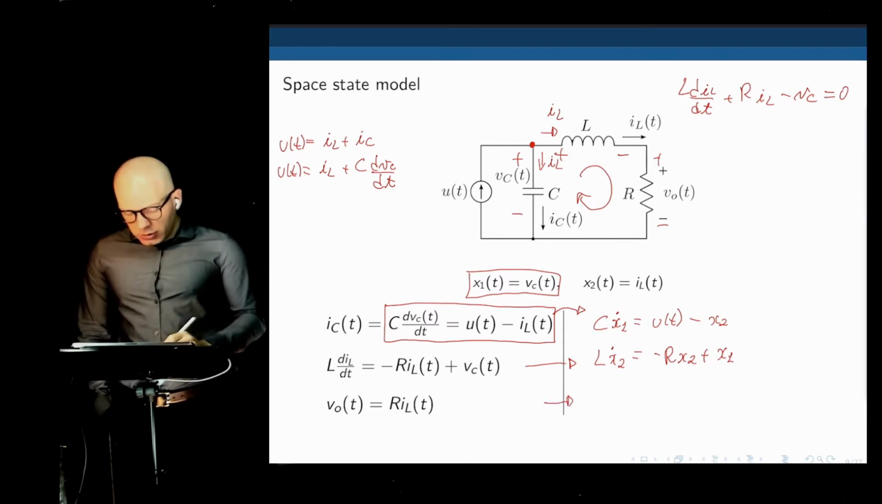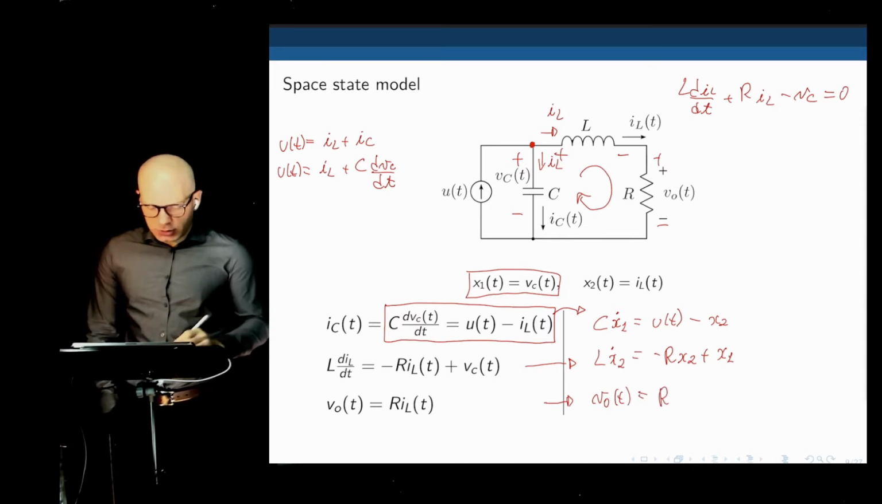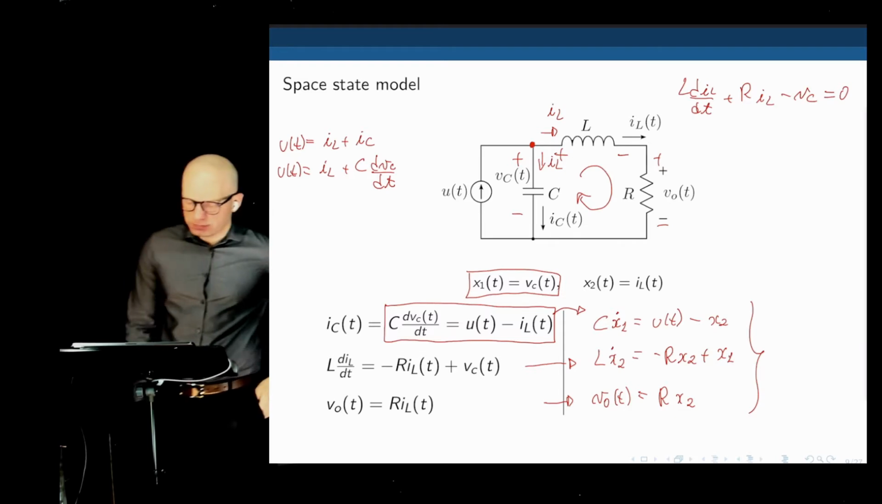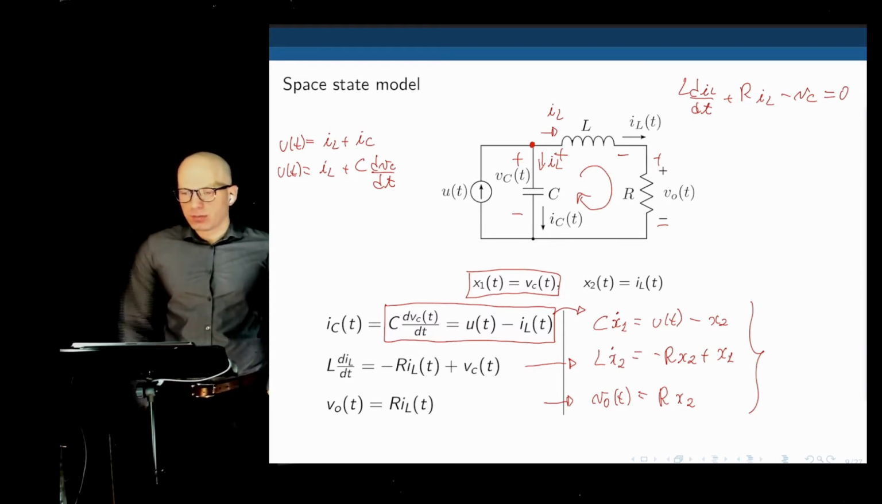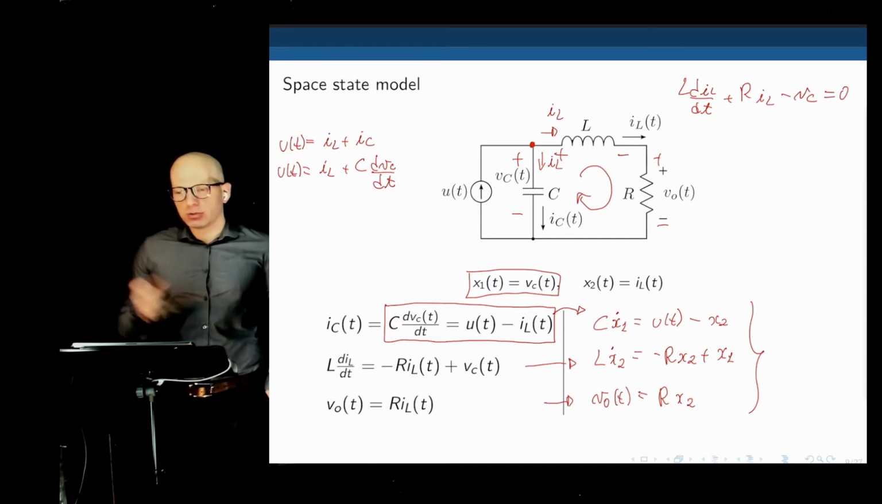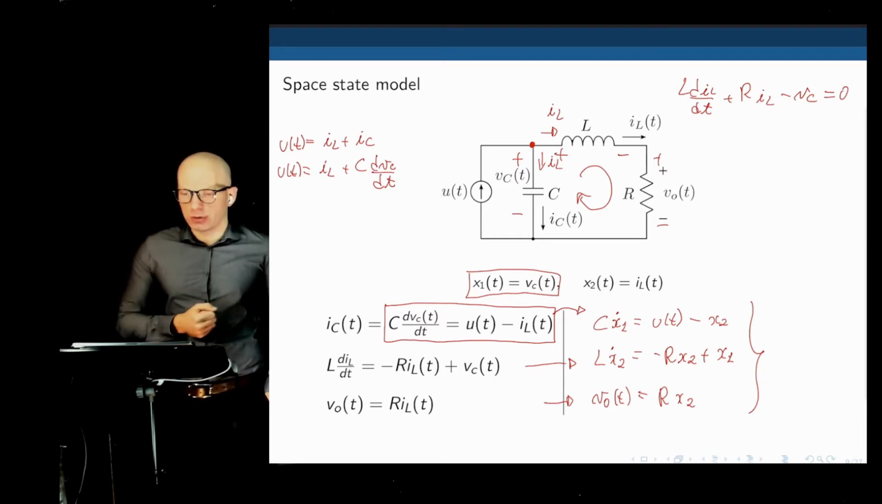And the last equation is the output, v0 of t equals R times iL, which is simply x2. So here we have a set of 3 equations that describe the behavior of the system. Notice that if we had a transfer function between input and output, this would be a second order differential equation. But here we have 2 first order differential equations and the additional equation for the output.